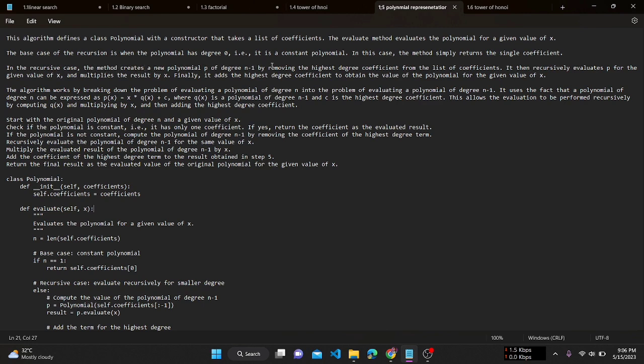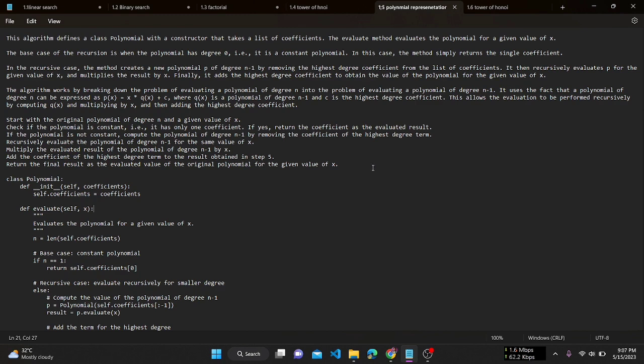In the recursive case, the method creates a new polynomial p of degree n minus 1 by removing the highest degree coefficient from the list of coefficients. It then recursively evaluates p for the given value of x and multiplies the result by x. Finally, it adds the highest degree coefficient to obtain the value of the polynomial for the given value of x. The algorithm works by breaking down the problem of evaluating a polynomial of degree n into the problem of evaluating a polynomial of degree n minus 1.